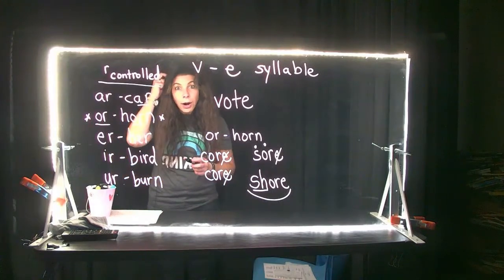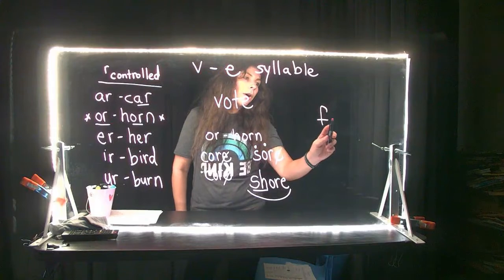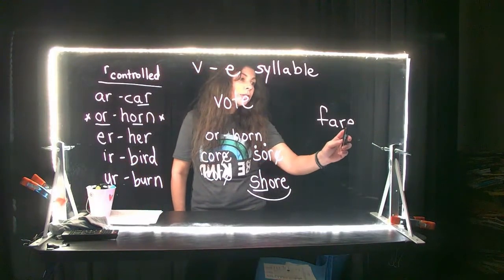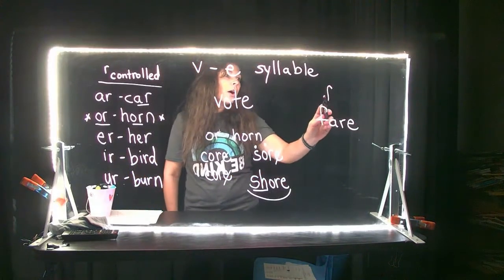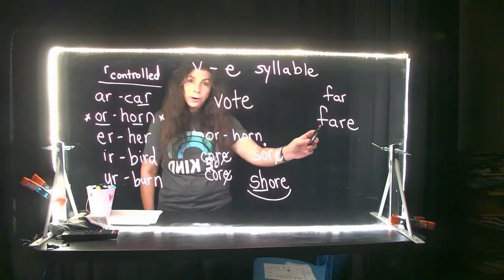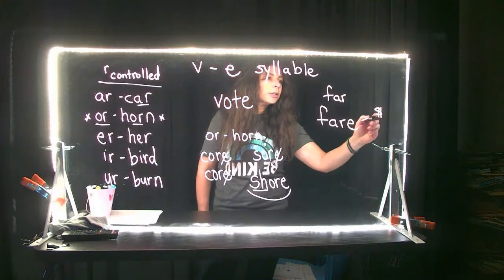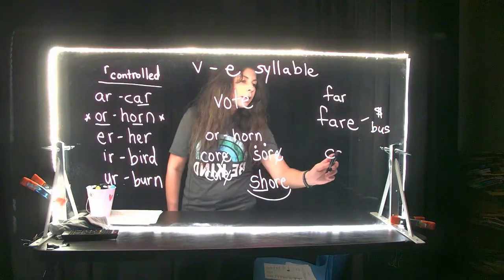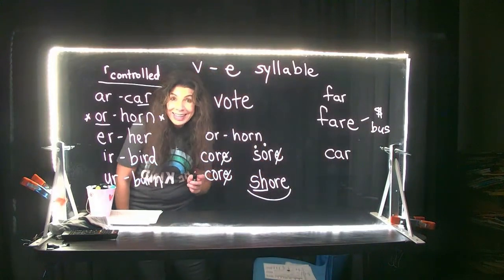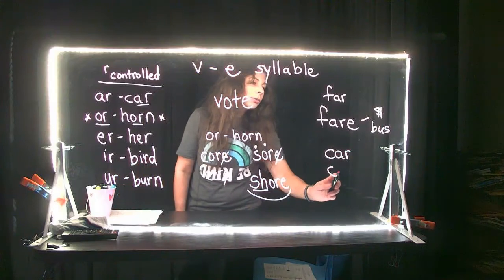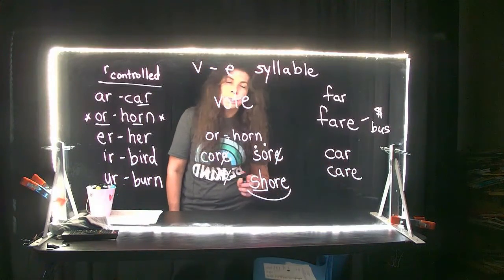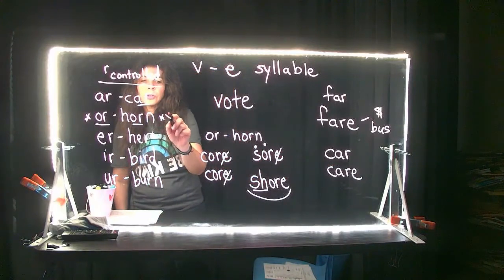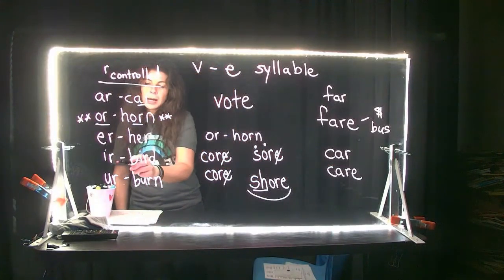Now that's the only one we do it for. We do not do it for AR, right? We can still say far. In fact, if I add an E to this, this changes the whole word. It goes from far to fare. This is a kind of fare like you pay money, like to ride a bus, like a bus fare. Car, C-A-R, if I add an E, that changes that to care. So the A-R does not work the same way as the O-R. The E-R doesn't work the same way, the I-R, the U-R.